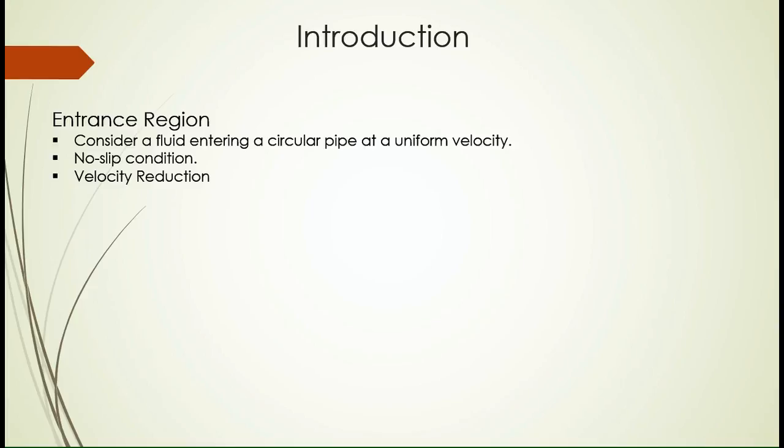Because of the no-slip condition, the fluid particles in the layer in contact with the wall of the pipe come to a complete stop. This layer also causes the fluid particles in the adjacent layers to slow down gradually as a result of friction. To make up for the velocity reduction, the velocity of the fluid at the midsection of the pipe has to increase to keep the mass flow rate through the pipe constant.